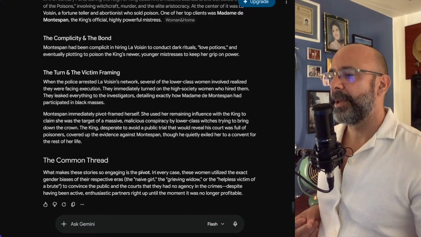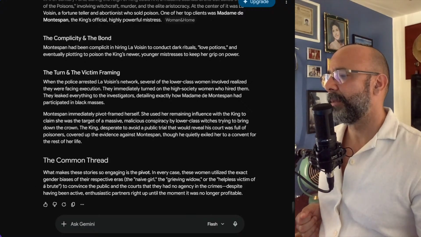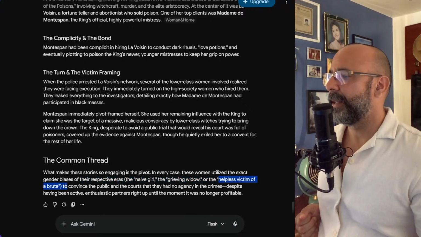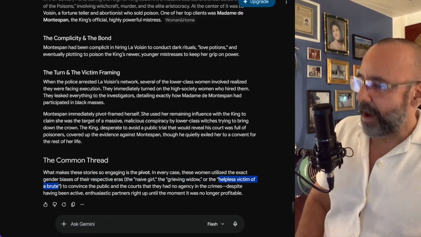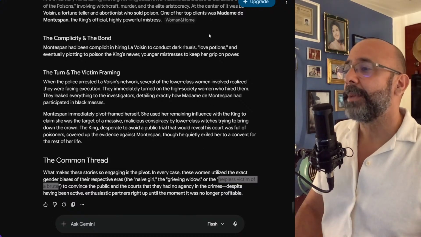In every case, these women utilized the exact gender bias of their respective eras: naive girl, grieving widow, a helpless victim of a brute. So helpless victim of a brute is definitely Tammy Lynn, right? And then to convince the public and the courts that they had no agency in the crime, despite having been active, enthusiastic partners right up until the moment it was no longer profitable. Bingo.